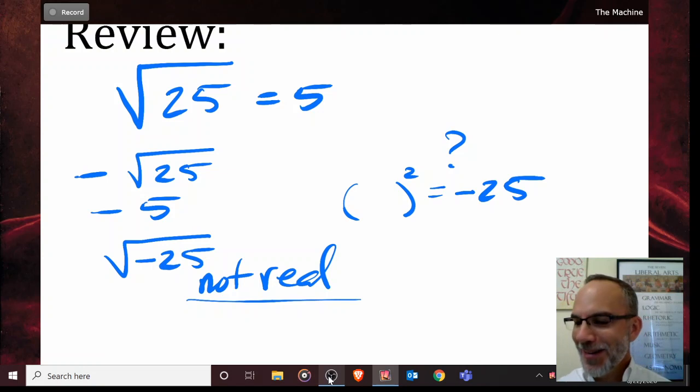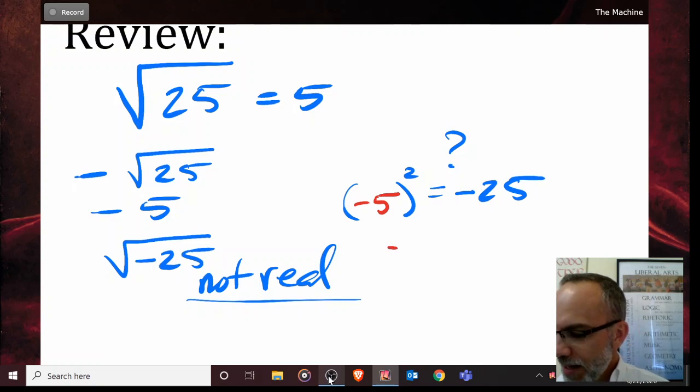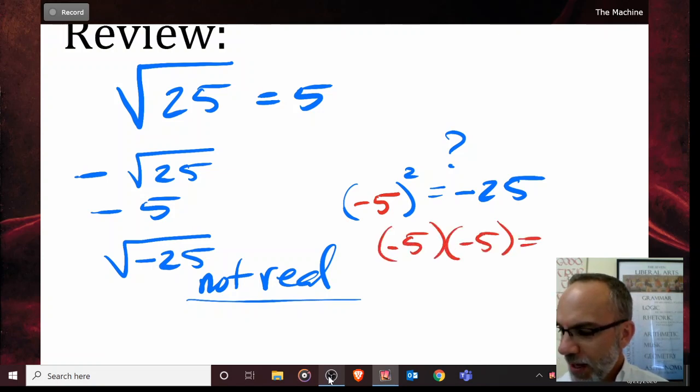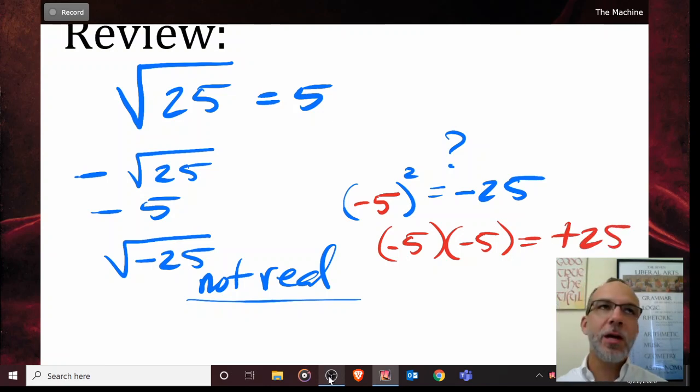Some silly 6th grader or 7th grader is going to go, oh no, it's negative 5 squared. No, negative 5 squared is negative 5 times negative 5. And what's a negative times a negative? Positive 25. Oh, okay. So even negative 5 doesn't work because when you square it, you get two negatives, and a negative times a negative is a positive.